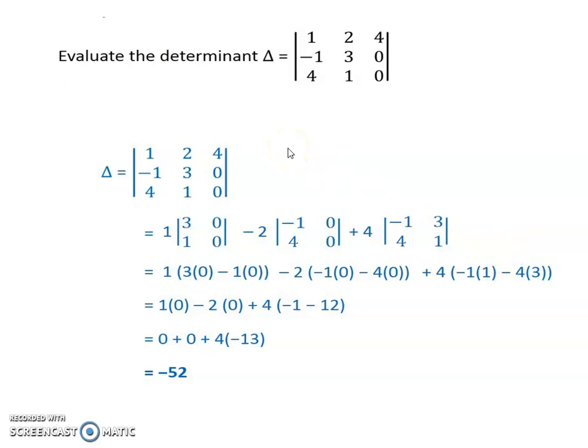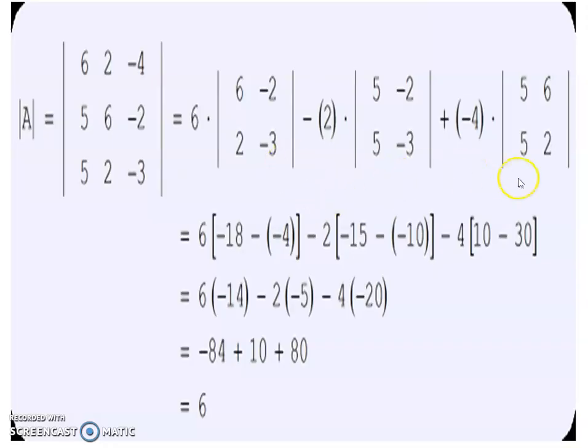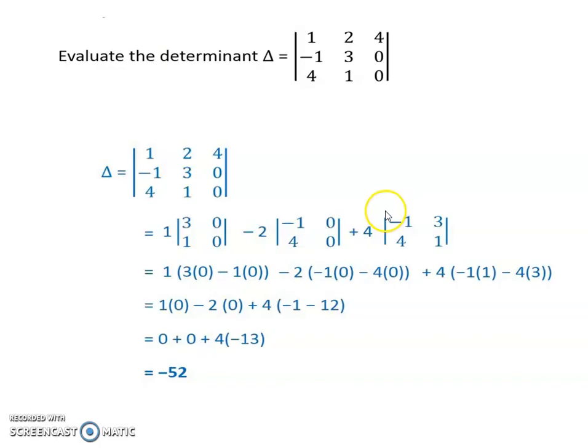Let us try one more example. Evaluate the determinant. In the last example I used the word det. In this example, we normally denote it with the bar bracket, and here del is also used, that is the smaller triangle. So let us evaluate the value of the determinant: 1, 2, 4, minus 1, 3, 0, 4, 1, 0. Here you look that these elements are 0. What happens then? Let us try. Our procedure is the same for all types of 3 by 3 order determinants.